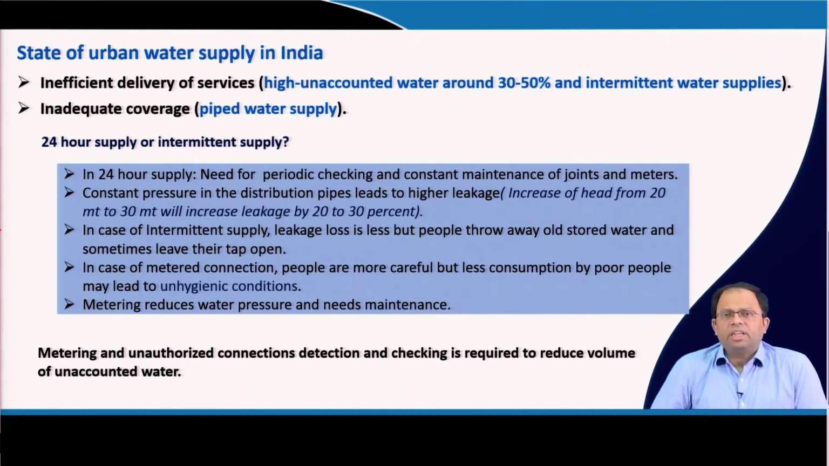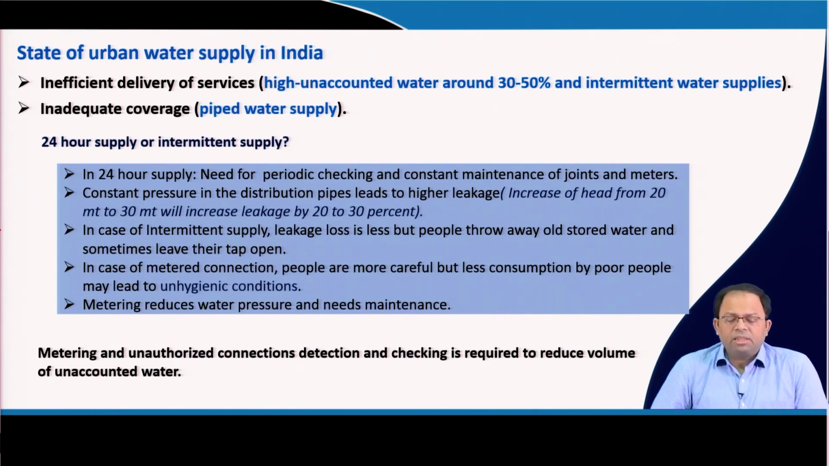Of course, we need to check for leakages and other issues in pipelines in all cases, but particularly in case of 24-hour supply, we have to be very careful. Constant pressure in the distribution pipes leads to higher leakage, and what we see is that an increase of head from 20 meters to 30 meters will increase leakage by 20 to 30%. So you can understand that because the pipe is continuously under pressure in a 24-hour supply, the leakage volume will increase many-fold.